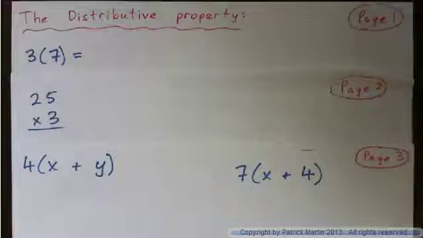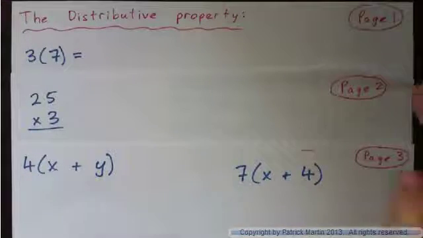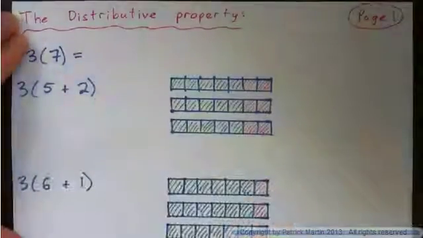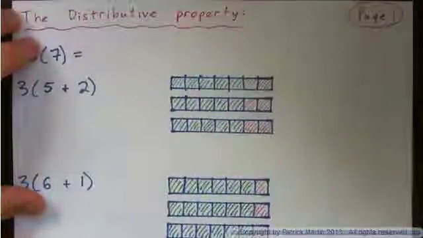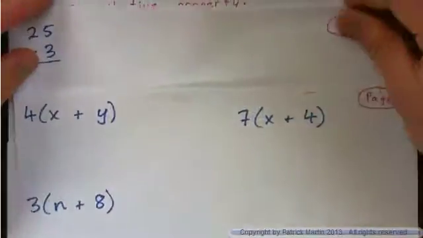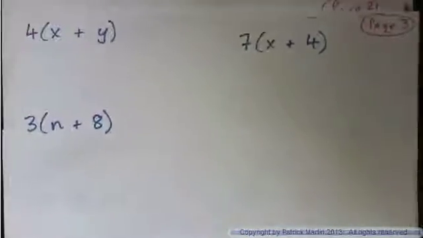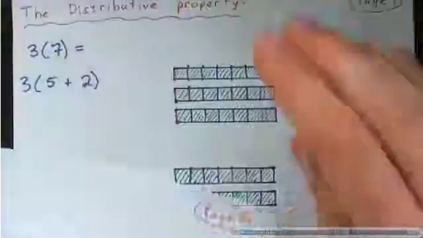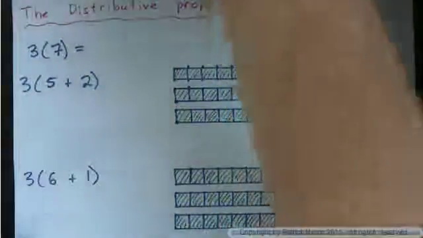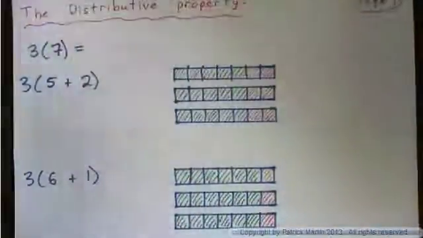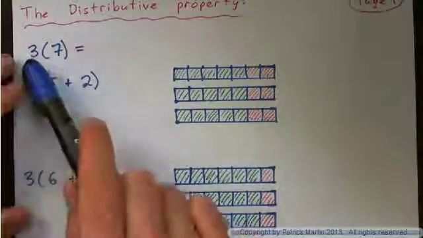In this video we're going to go over the distributive property. We'll look at these 3 pages. Here's page 1, page 2, okay, and page 3, right? So the distributive property is this. Okay, write down the answer to 3 times 7.